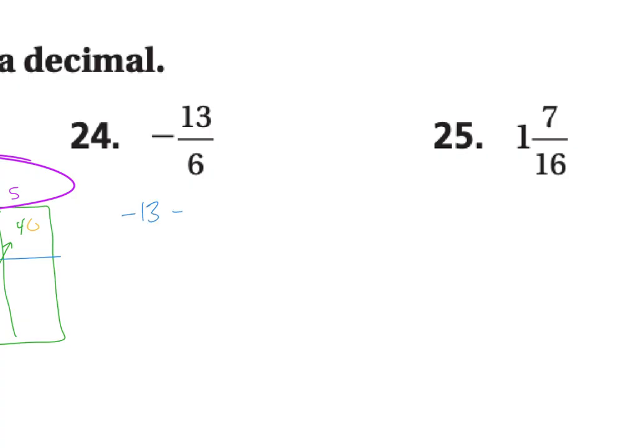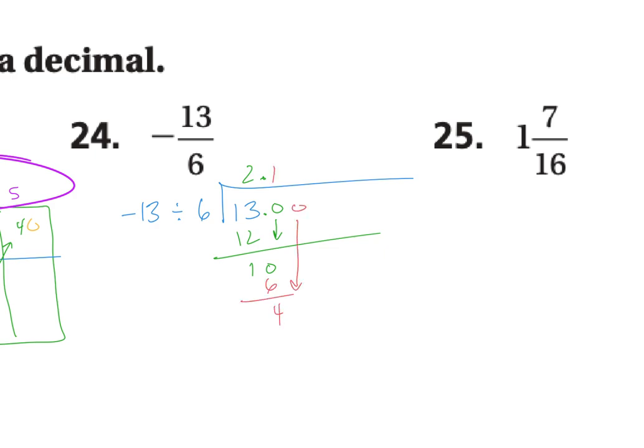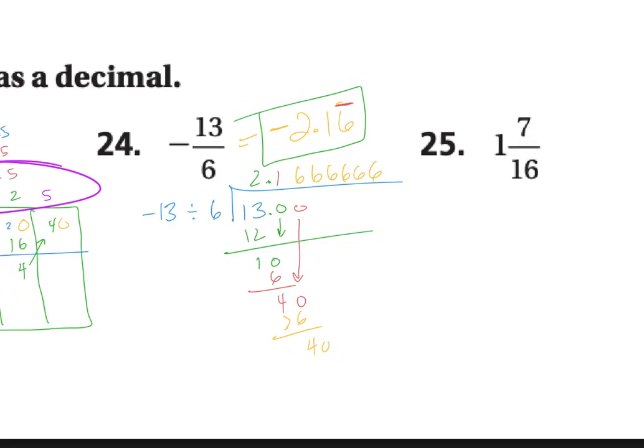24, negative 13 over 6. Negative 13 divided by 6. There's the 13. Goes in twice. Oops. 1, 0. We're going to bring down a 0. Goes in once. 4. Bring down another 0. 6 times 6 is 36. Bring down a 4. Oh my goodness. This is negative 2.16 repeating again, the bar is over the 6 only.